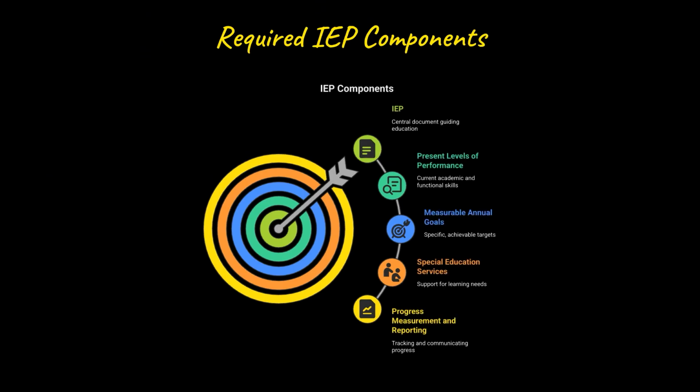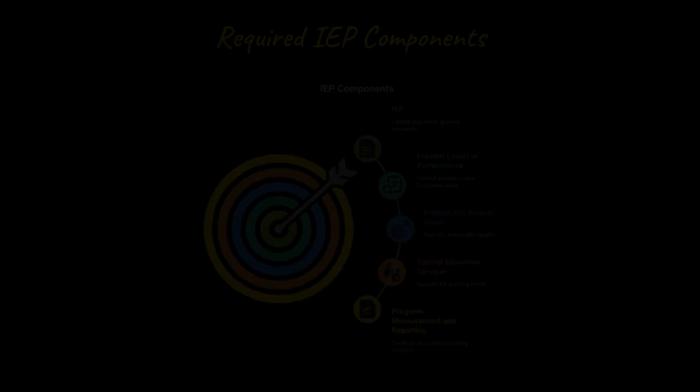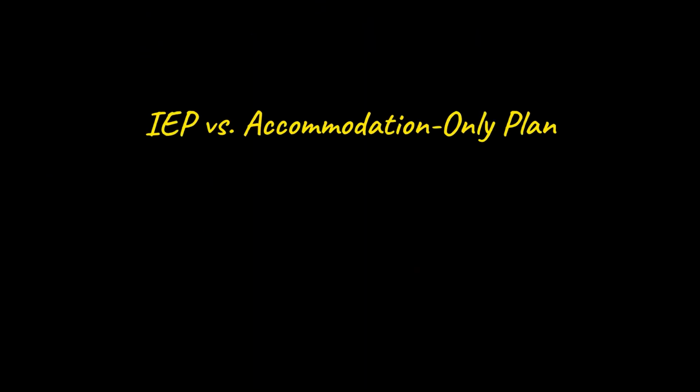Federal law specifies what every IEP must contain: a statement of the student's present levels of performance, measurable annual goals, the special education and related services to be provided including their frequency and location, how progress will be measured, how the student participates in assessments, and any necessary accommodations. The critical exam distinction is this: an IEP requires specialized instruction, not just accommodations. A student who needs only accommodations may qualify for a different plan entirely. If specialized instruction is absent, there is no IEP, regardless of how many accommodations are listed.